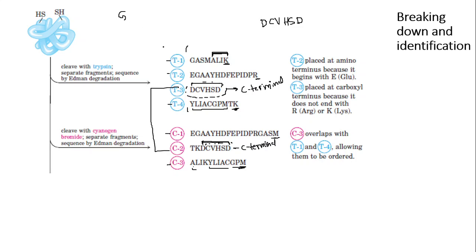Let's start with the T1 fragment: GAS, MALIK, GAS, MALIK. So that is the T1 fragment, right? Now followed by the ALIK, you have this fragment. So ALIK ends here. Then you have the YLI.